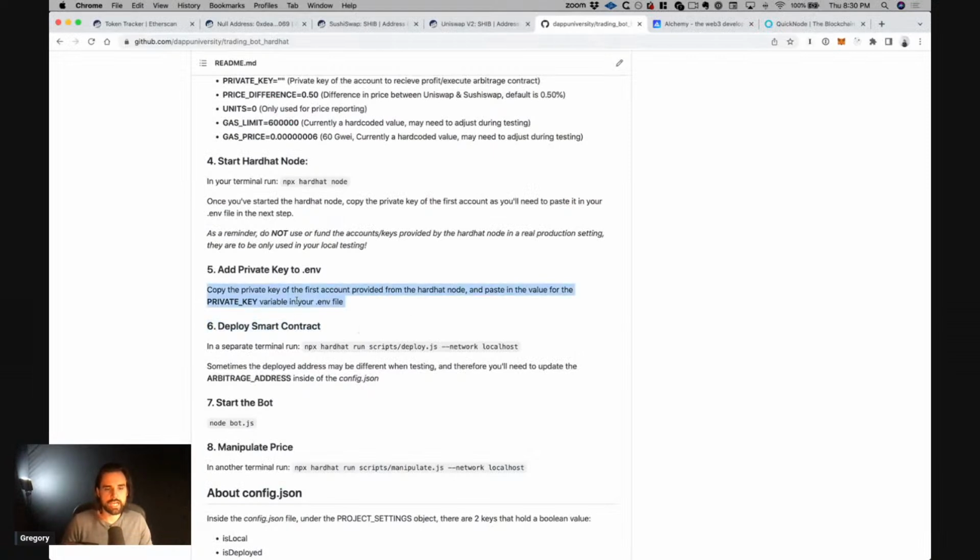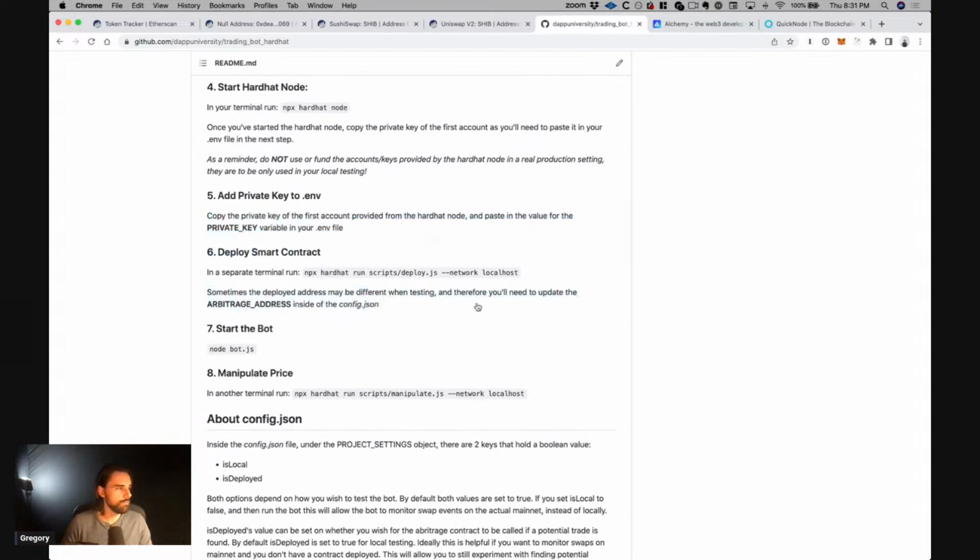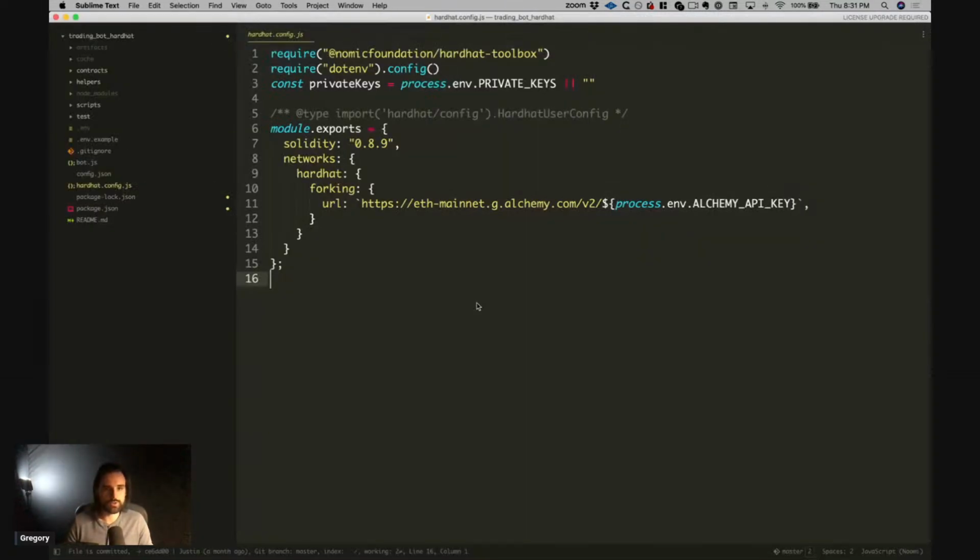Okay, so we have added the private key to the .env. Now, what I'm going to do is demonstrate the bot. I'm going to show you how it works, the setup steps, and then we'll actually explain everything and talk about customizing it. Okay, so I'm going to demonstrate it, then we'll get into the dirty details on exactly the nuts and bolts of how it works and what to change.